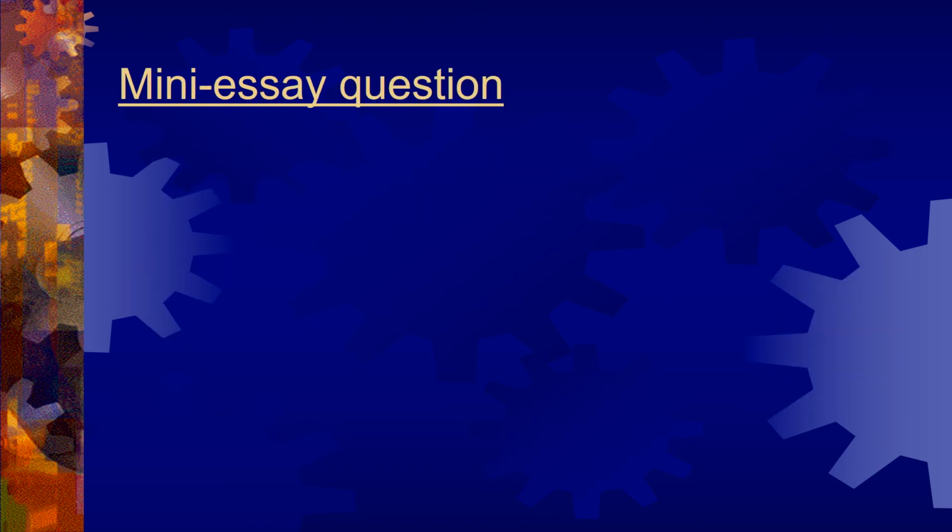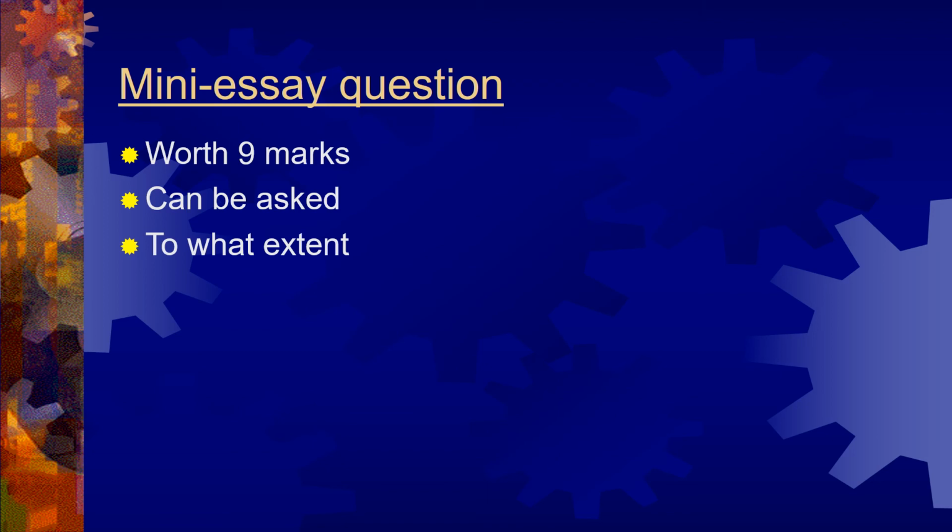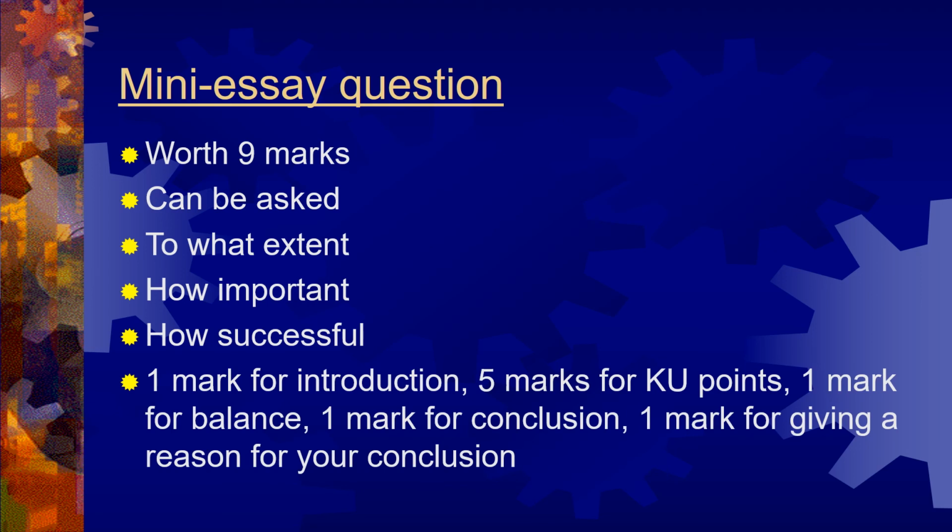And the other type of question you're going to be asked is a mini essay question. Now a mini essay question, I know we've not done much on a mini essay question, but a mini essay question in history is worth 9 marks. Now the types of questions you can be asked in terms of mini essay, it can be worded to what extent, how important, or how successful. Now for this mini essay question, how you get your 9 marks is the following. You get a mark for your introduction, you get 5 marks for knowledge points, you get 1 mark for balance, so that's on more than one factor. You get a mark for coming to a conclusion, and you get 1 mark for giving a reason for your conclusion.